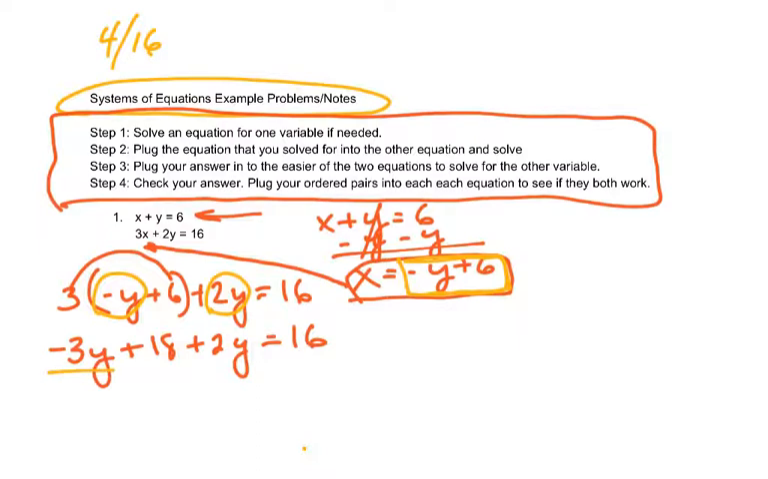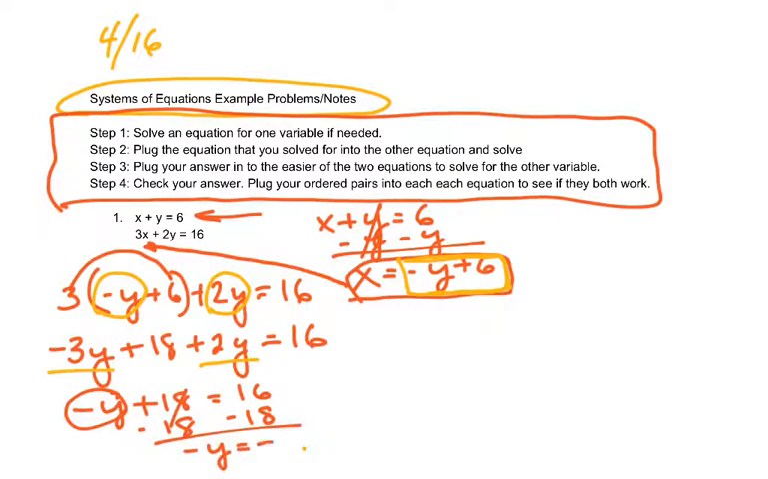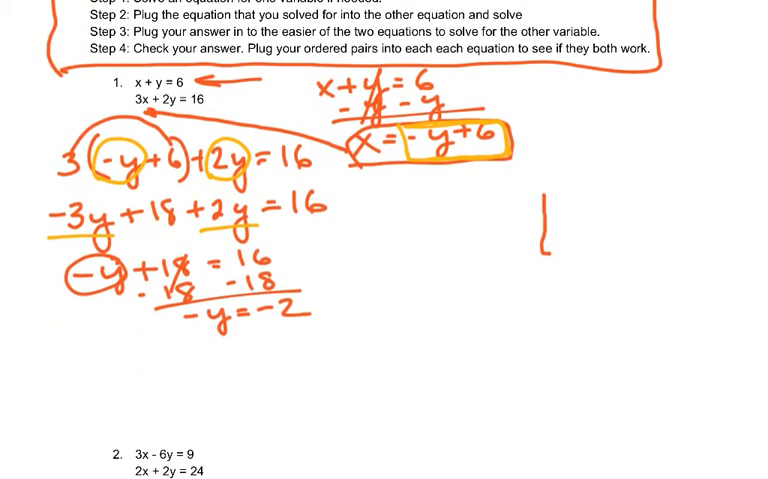Now we need to combine our like terms. I have a negative 3y and a 2y. Negative 3y plus 2y is negative y. So we have negative y plus 18 equals 16. We want to get y by itself, so we subtract 18 on both sides. We end up with negative y equals negative 2. Our last step, remember we can't have a negative variable, so we divide both sides by negative 1, and we get y equals 2.